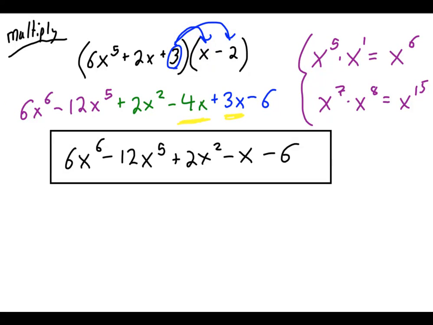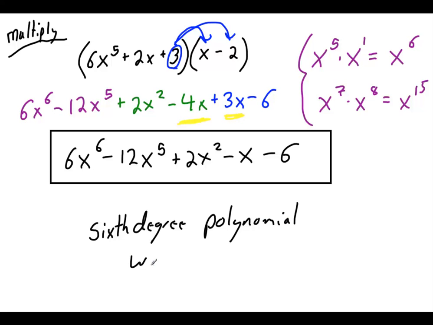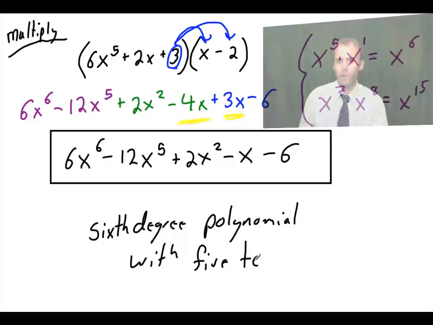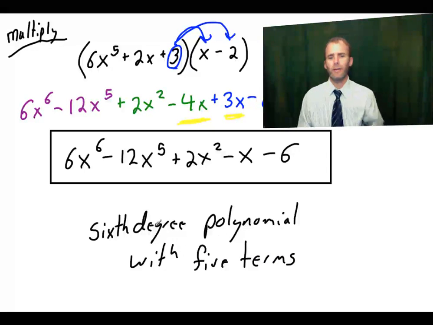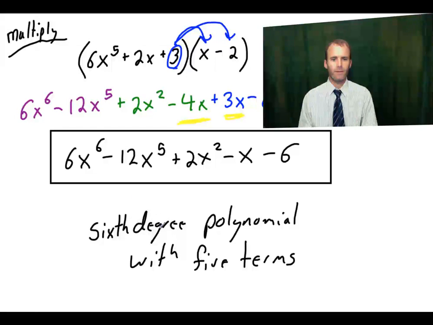And last step, let's just go through and name this. And since it's to the 6th power right here, we'll have a 6th degree polynomial with 1, 2, 3, 4, 5 terms again. And that accurately names this polynomial. So a 6th degree polynomial with 5 terms.